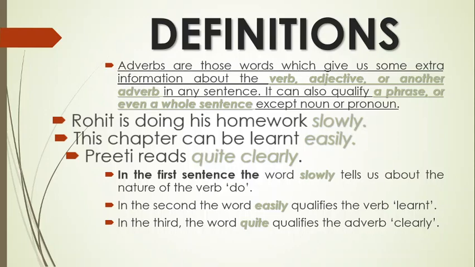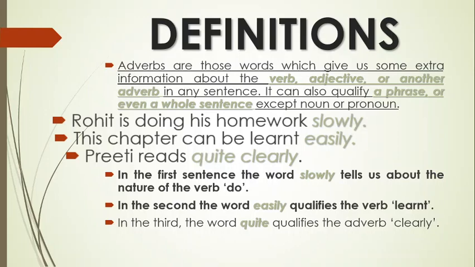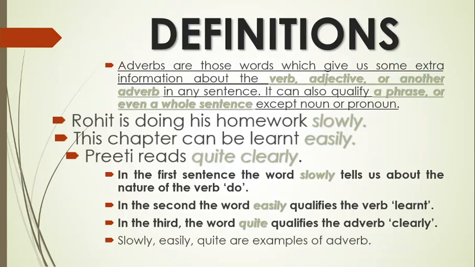In the first sentence, the word slowly tells us about the nature of the verb do, that Rohit is doing his homework slowly. In the second, the word easily qualifies the verb learned: this chapter can be learned easily. In the third, the word quite qualifies the adverb clearly: Preeti reads quite clearly. So we can say that slowly, easily, quite are examples of adverbs.